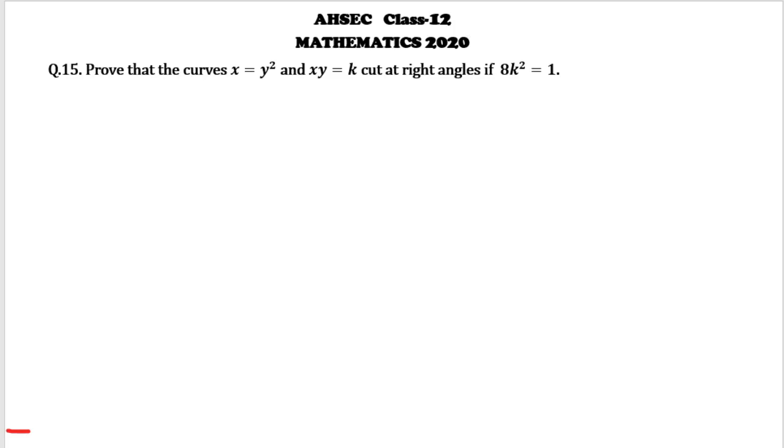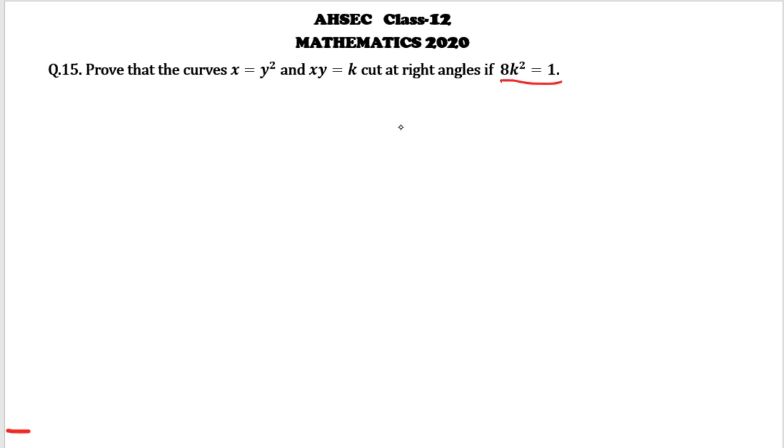Let us see question number 15, 2020. So we have two curves, x equal to y square, xy equal to k. We have to show that these two curves intersect each other at right angles if the condition is 8k square equal to 1.